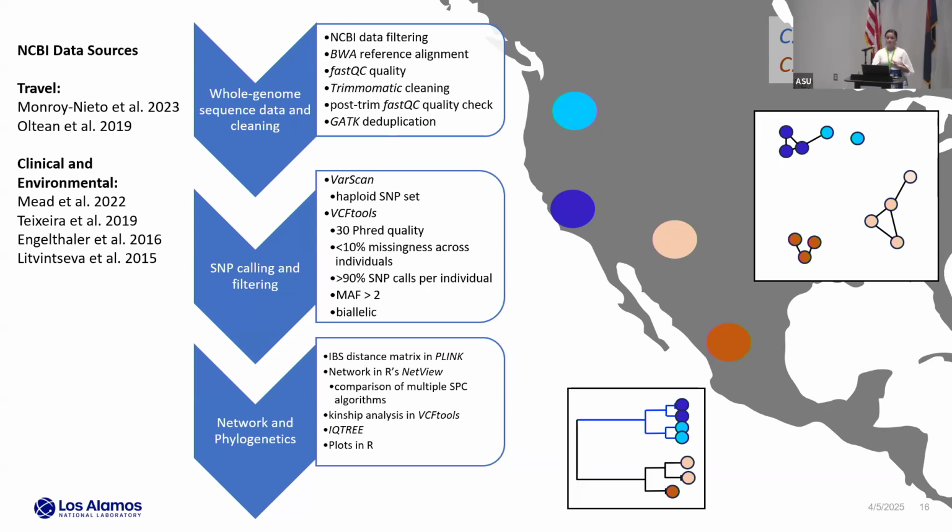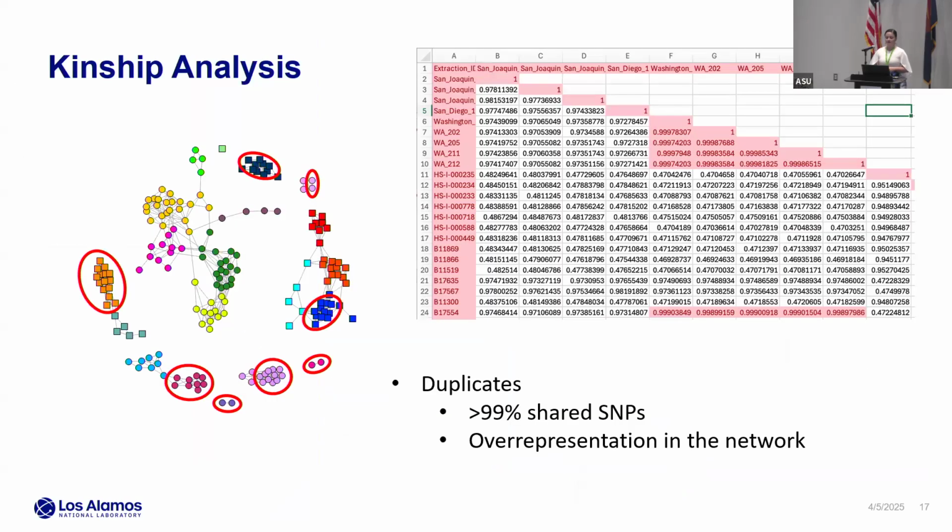And this was particularly important for population genetics work, since networks and population studies are susceptible to overrepresentation in a data set. To demonstrate what that looks like, the Excel sheet is my kinship analysis, and the network plot is my initial network of 183 individuals. The kinship identified groups of individuals that shared over 99% of alleles in the data set, which can lead to overestimation of clusters in the network.